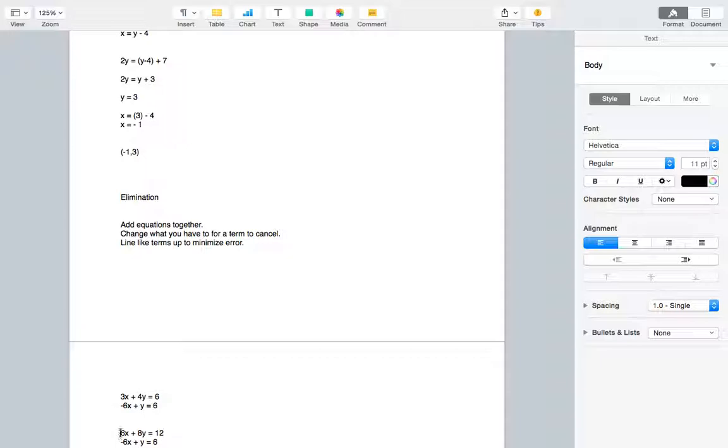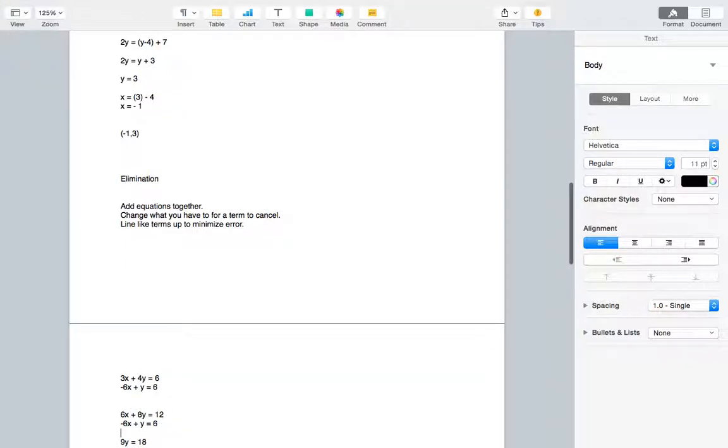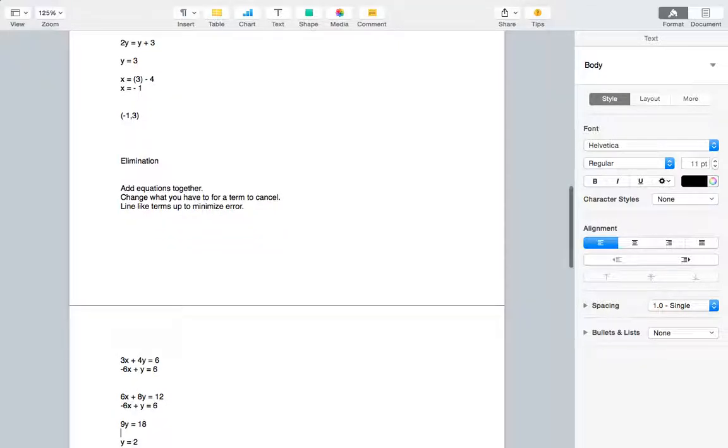So this was the first one. It used to be this one. So 3x times 2, 6x. 4y times 2, 8y. 6 times 2, 12. Okay, and the bottom one stays the same. Add them together. 6x minus 6x, 0. 8y plus y, 9y. 12 plus 6, 18. That's what you're left with. Divide by 9 to get y. y equals 2.